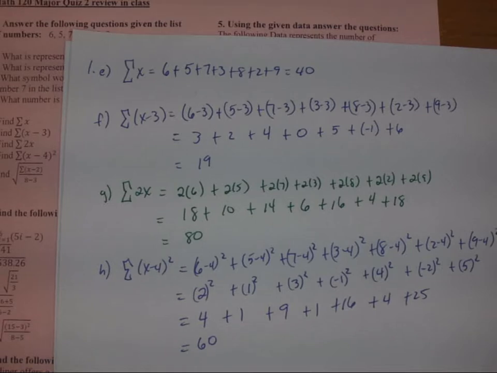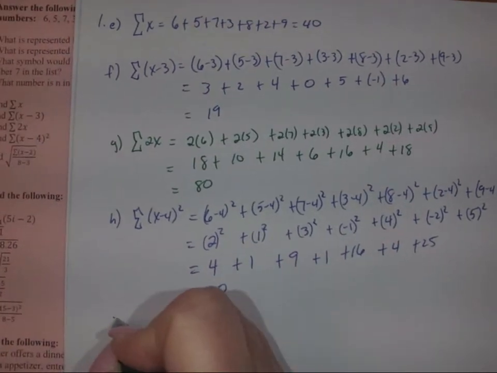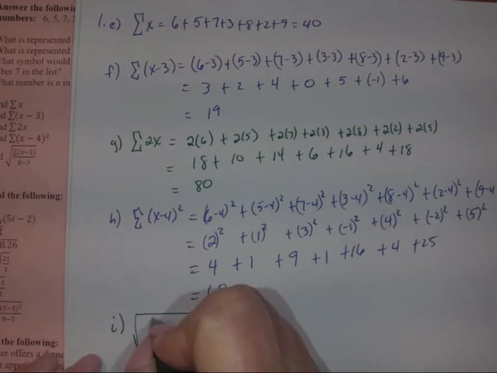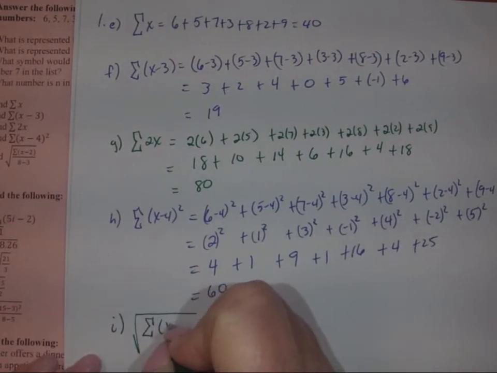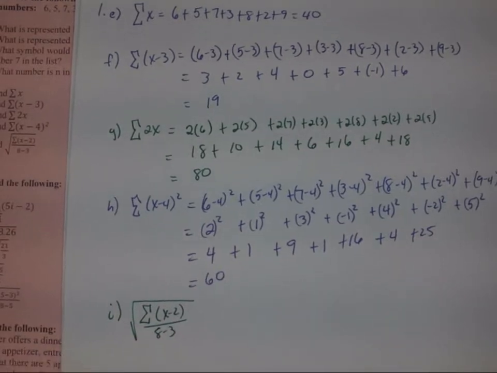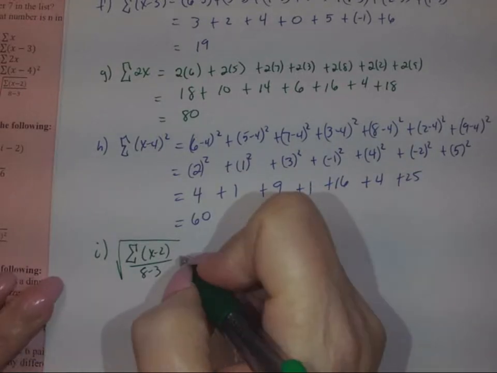All right, so the next one we're going to do will be the last one we do with our set of data here. And we're going to find the square root of the summation of x minus 2 divided by 8 minus 3. So on this, you're only going to have one radical sign, and you write it as one whole problem, just like we've done in the past.